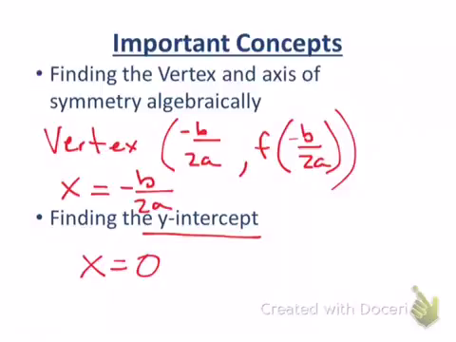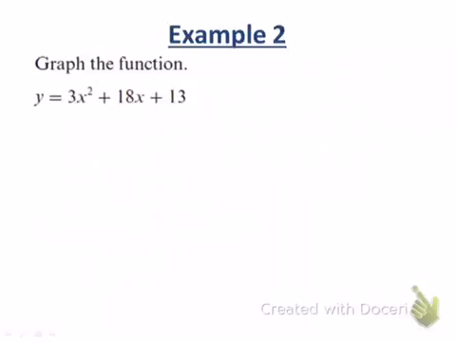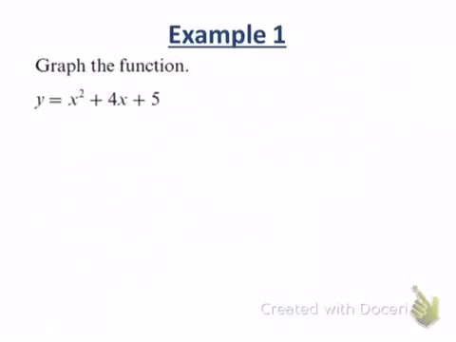Let's use these facts, the vertex and the axis of symmetry, and the y-intercept, to get some idea of what this graph is going to look like. Again, this is in standard form. Y is f of x equals ax squared plus bx plus c.